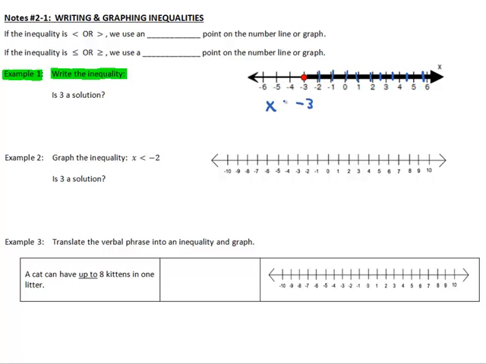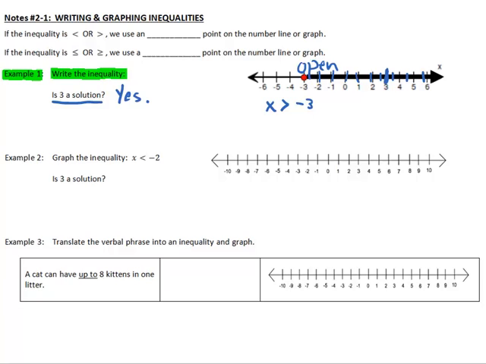Okay, so x would be greater than -3. It does not include -3 because it has an open dot, so I don't use the equal part in it. Now the second part of my problem is, is 3 a solution? Well, if I look, 3 is in the shaded area, so yes, it would be a solution. Alright, let's look at example 2 now.